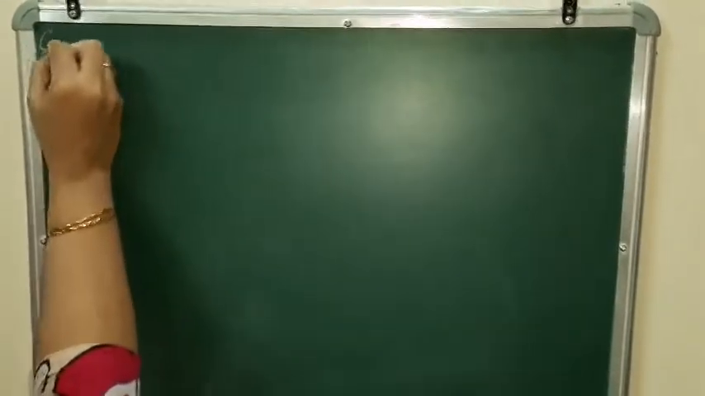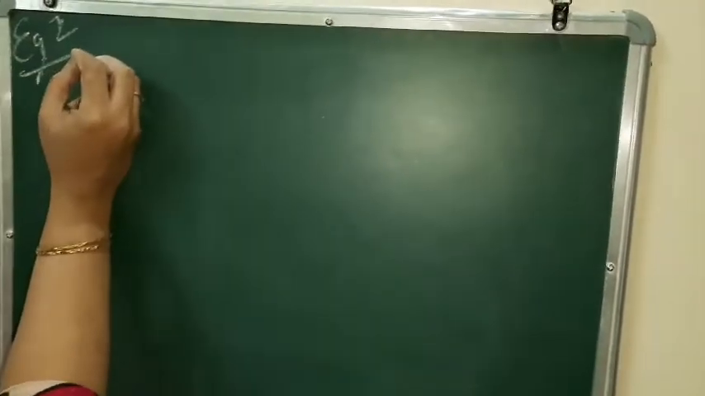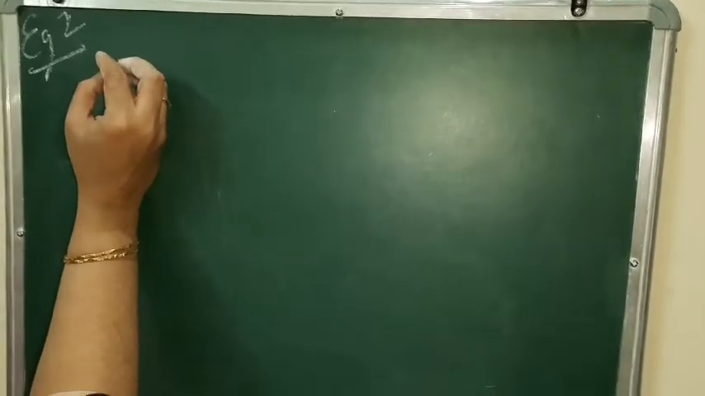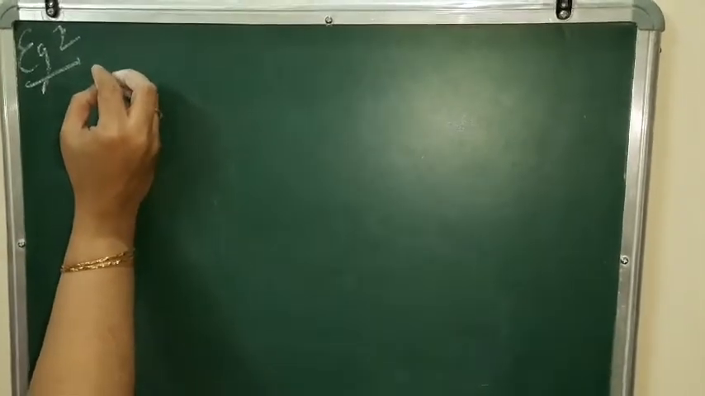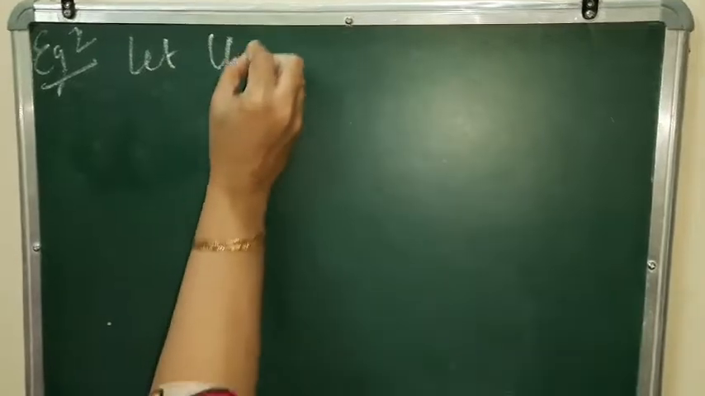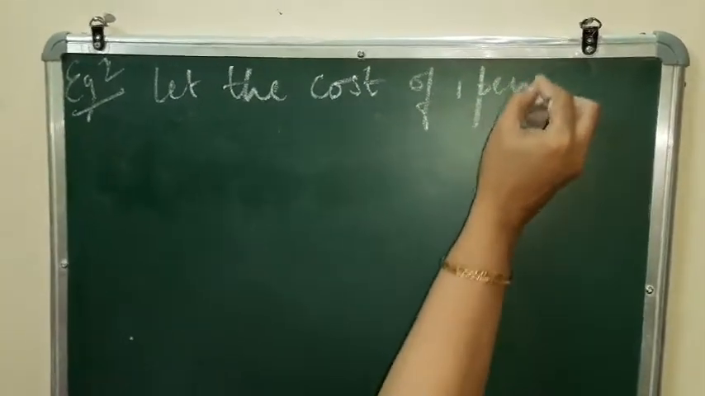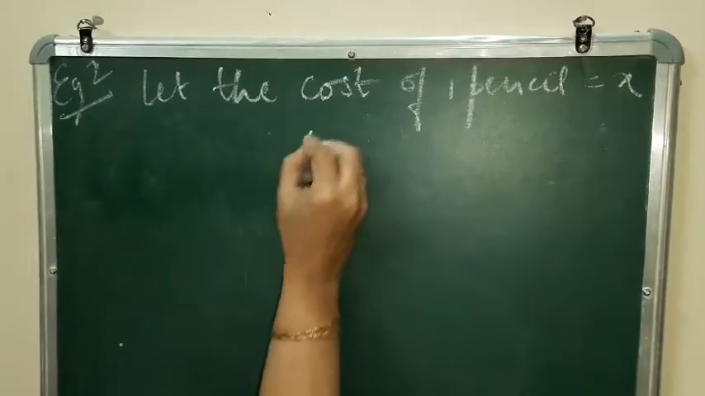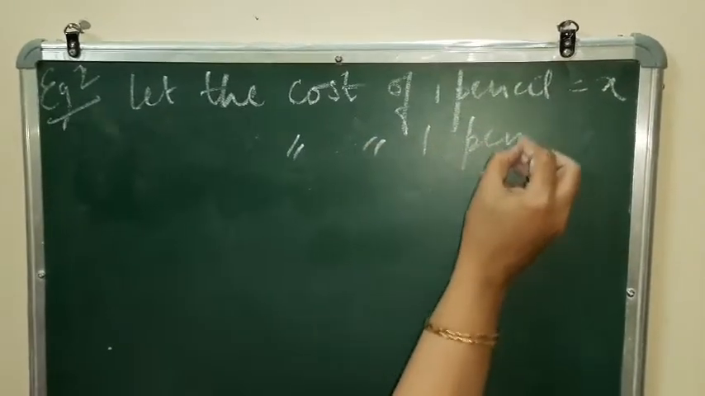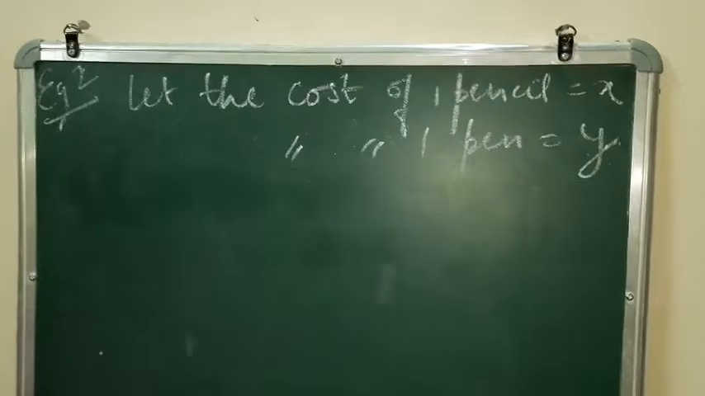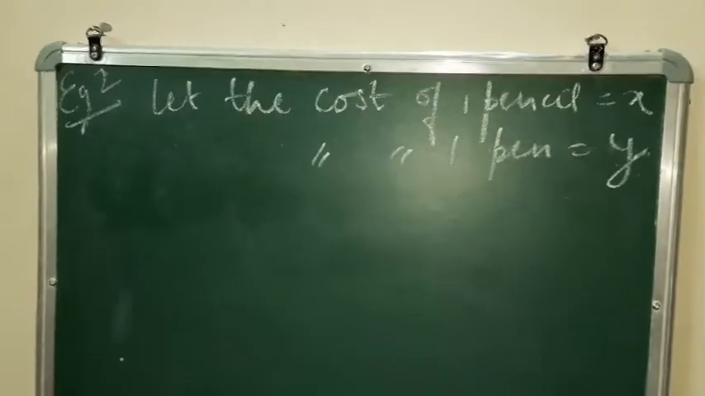I'm just rubbing the full board now because space is too short. Romila went to a stationery shop and purchased 2 pencils and 3 erasers for rupees 9. So let the cost of one pencil be x. Cost of one pen, let it be y. So the cost of one pencil is x, the cost of one pen is y.